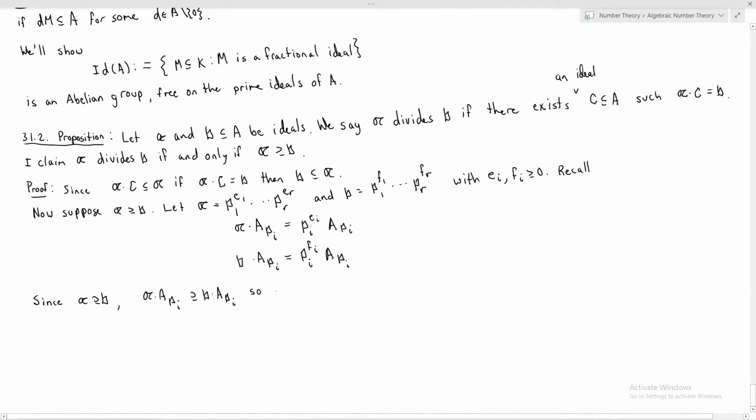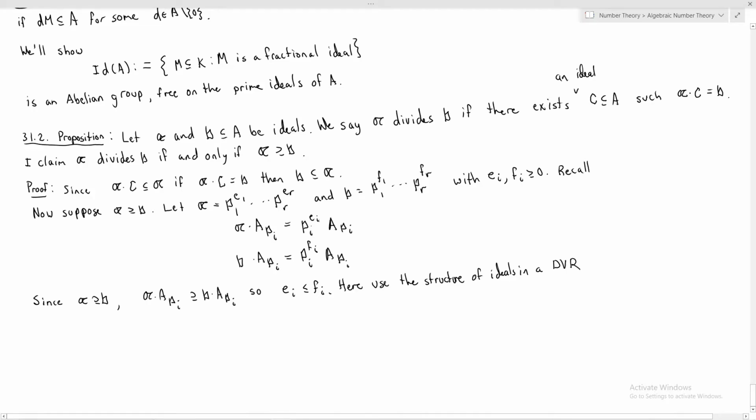So basically each EI has to be less than or equal to each FI. Okay. Based on the properties of ideals in local rings. Okay. Here we use the structure, I guess, of ideals in, I guess maybe not just a local ring, but a DVR.